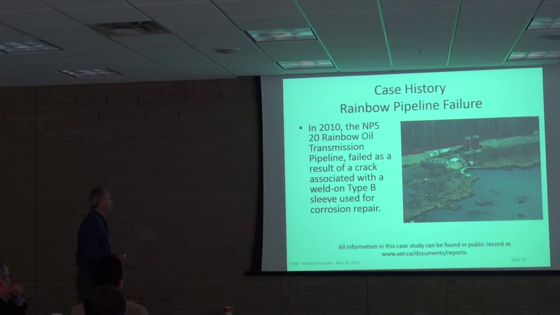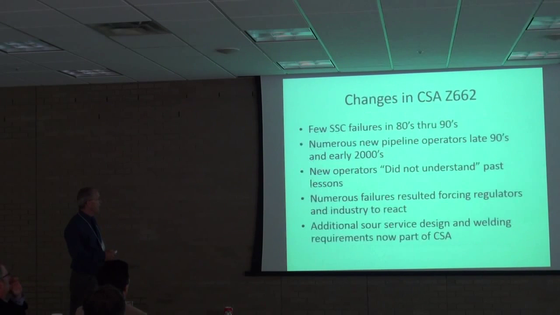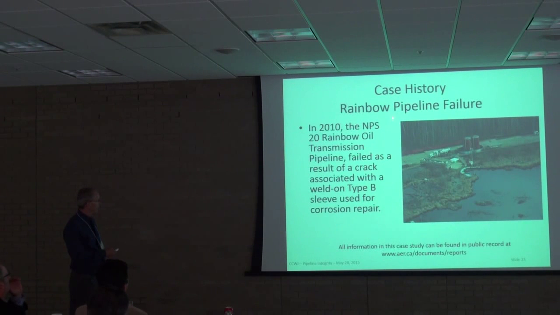The Rainbow Pipeline was built a long time ago, in 1967. But there was a fairly significant failure that happened in about 2010. I don't know if people remember that failure. It caused a huge amount of problems in the province. Once the Rainbow Pipeline was shut in, all kinds of producers' oil was shut in. There was nowhere to go.